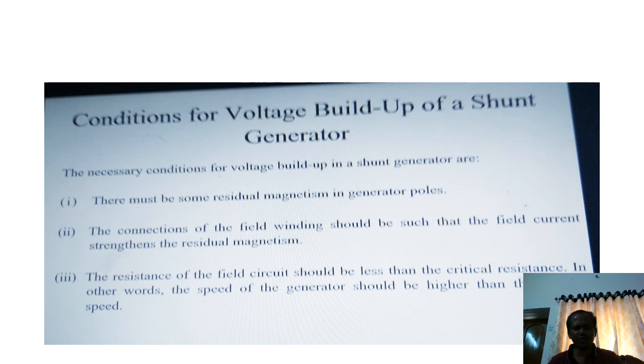Some conditions for voltage buildup of a shunt generator: there must be some residual magnetism in the generator poles. The connection of the field winding should be such that the field current strengthens the residual magnetism. The resistance of the field circuit should be less than the critical resistance. In other words, the speed of the generator should be higher than the critical speed.